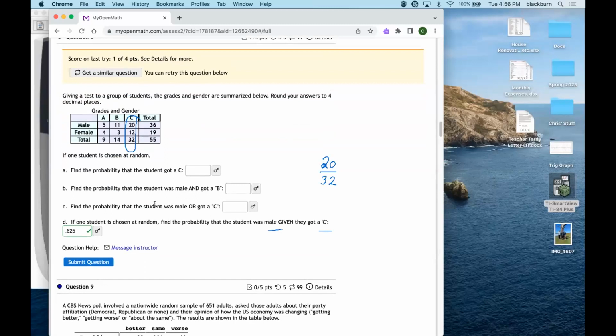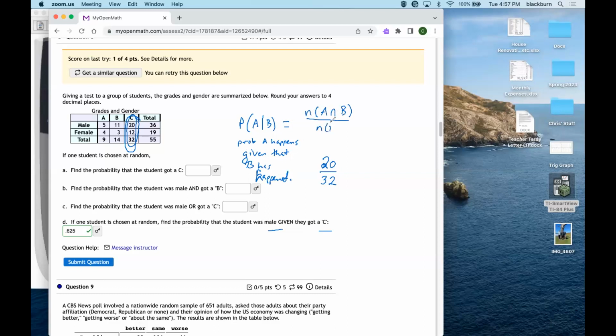Alrighty, so with these conditional probabilities, the formula is this: probability that A happens given that B has happened. So we already know in this case that we wanted to have the C's. So we know that we're choosing from the C column because we already know that person got a C. There's a formula for it. It's the number of ways that A and B happen together over the total number of ways B can happen.